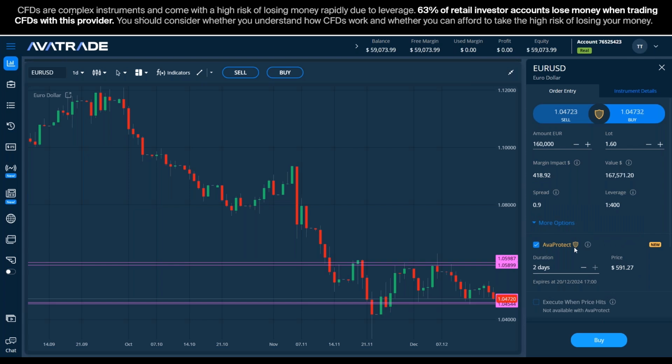When I use AvaProtect, it doesn't matter if it goes the wrong way by 1,000 pips. If I get stopped out, all of that loss is added back from the protection as long as those losses occurred during the protected time period. And once the protection ends, if the trade's still running, any negative floating is added to your account and the trade can then continue to run. You can close it manually if you wish.